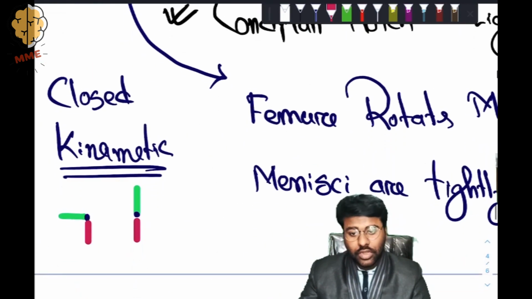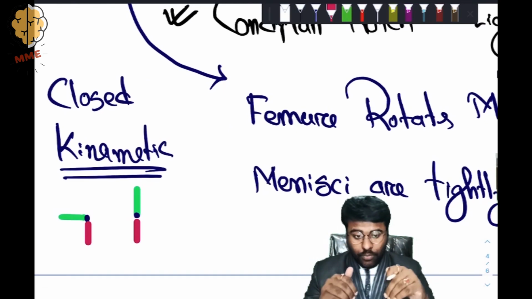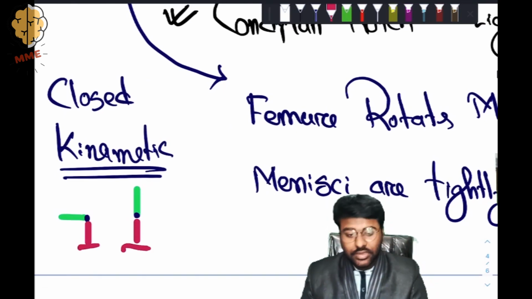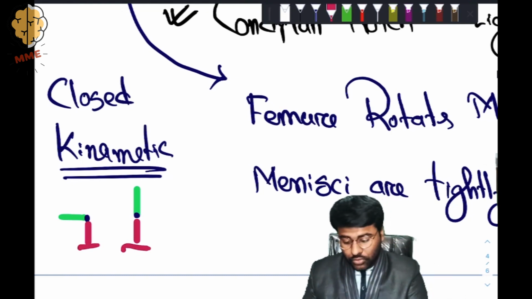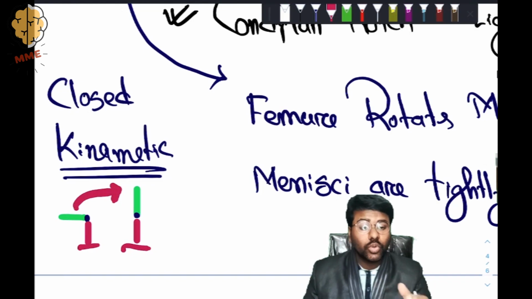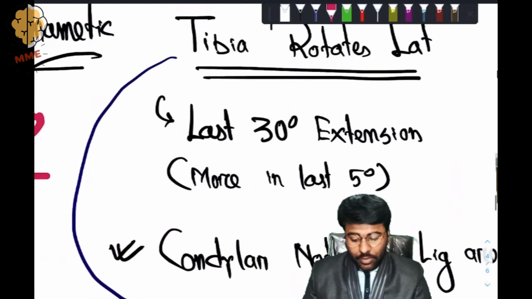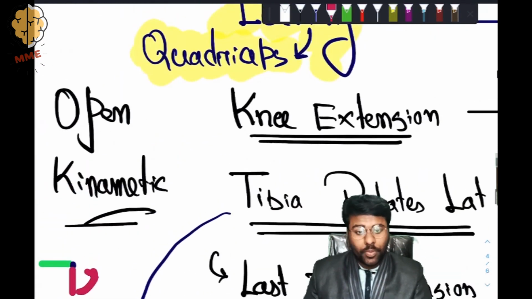And what is the closed kinematic? The sole of the foot is fixed, and the femur is moving. This is the closed kinematic. There are two kinematics. Please understand the open kinematic first.